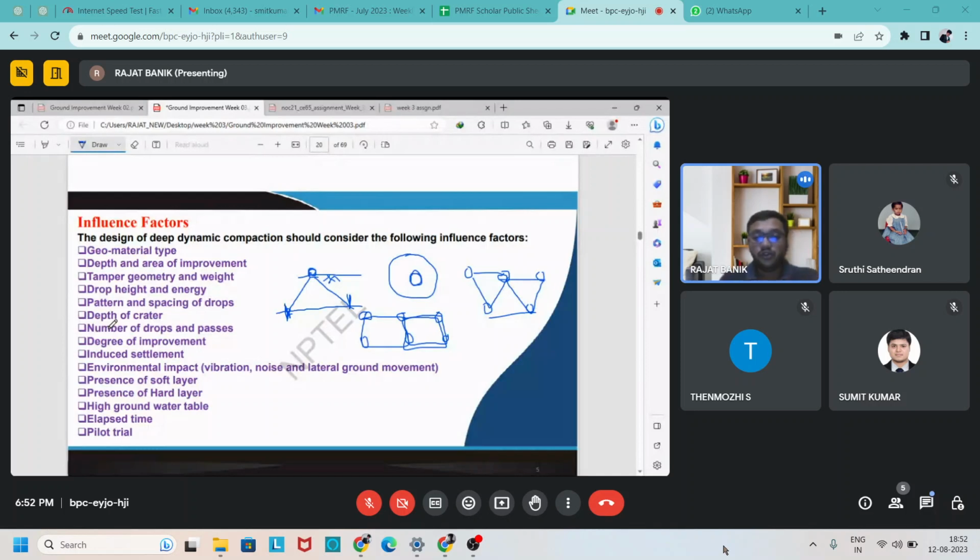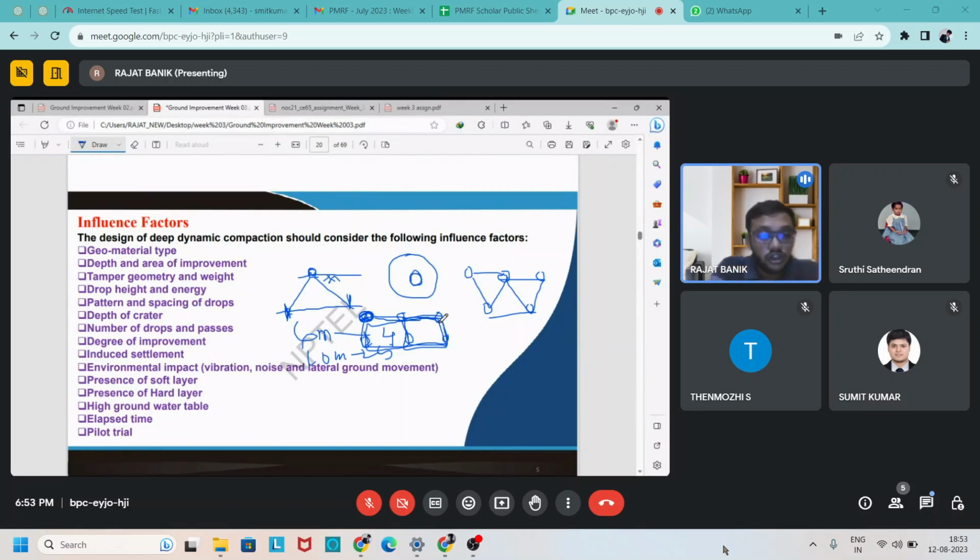So you can say up to 6 meter depth we require 4 drops. For 10 meter it increases to 5 or 6. So that is how many drops are required at one point, and number of passes means after completing one cycle, we again apply the same procedure. Up to how many passes the complete ground, the complete plane area, is improved is also covered in deep dynamic compaction.